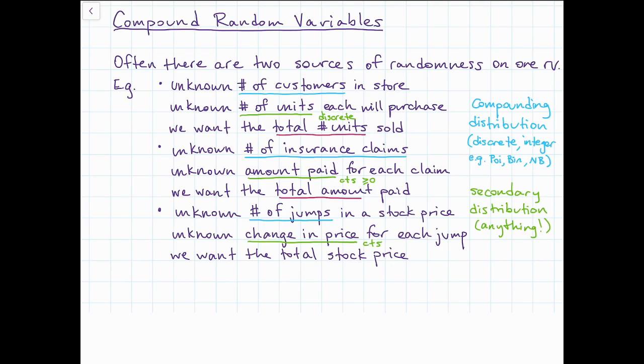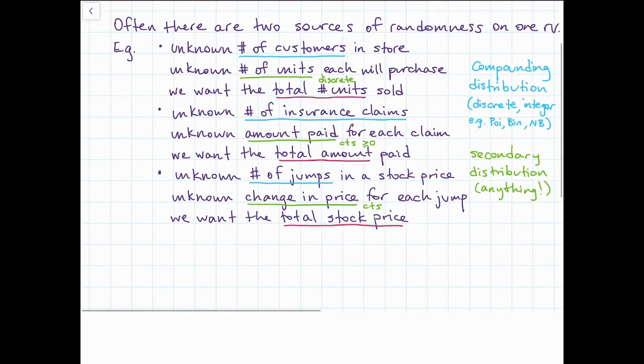Finally, in all three cases, we're looking at the total. So the sum of each of the things in green, and the number of things is what was in blue. So we can formalize this. If we let S equal X1 plus ... plus XN, where N is that compounding distribution, and we have a few conditions.